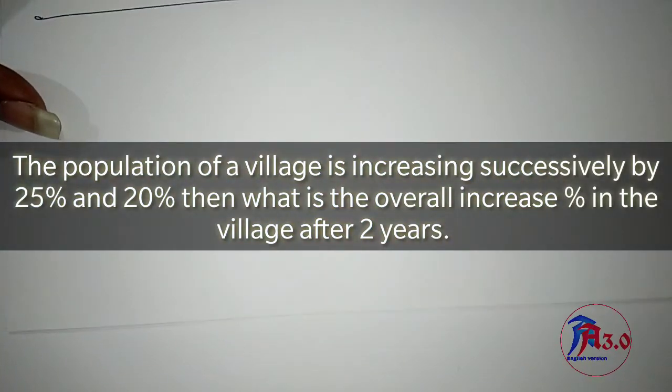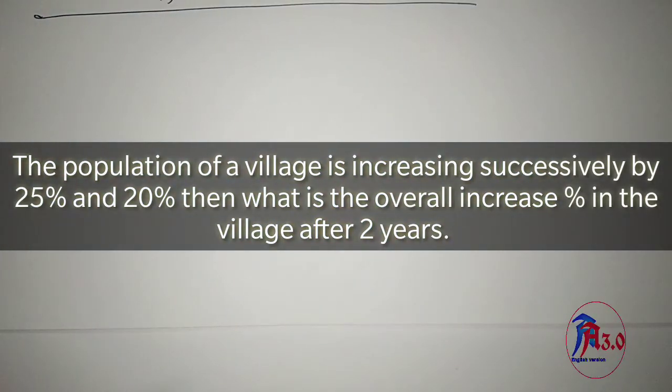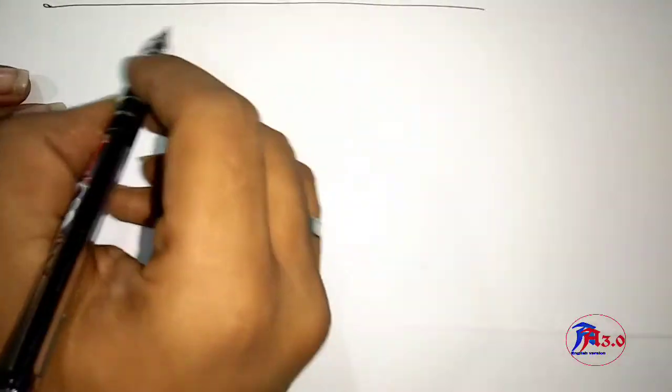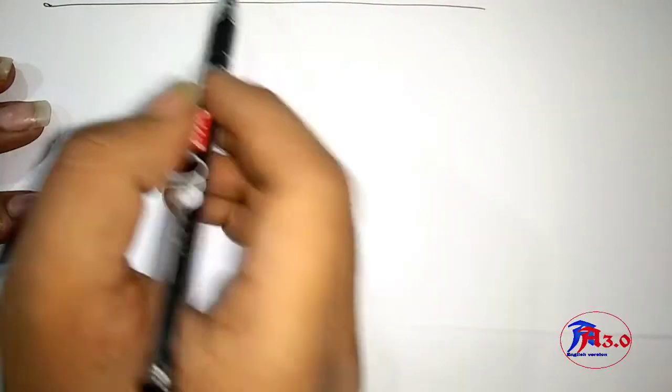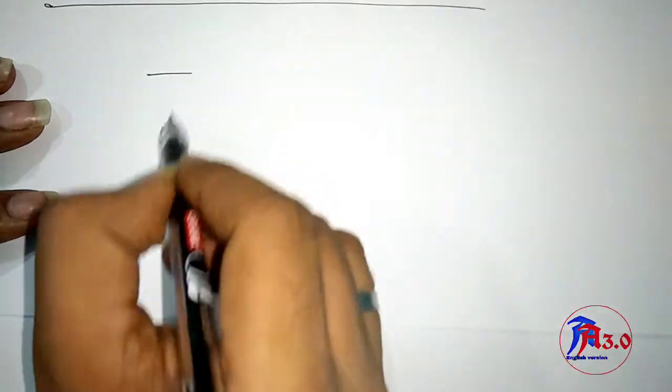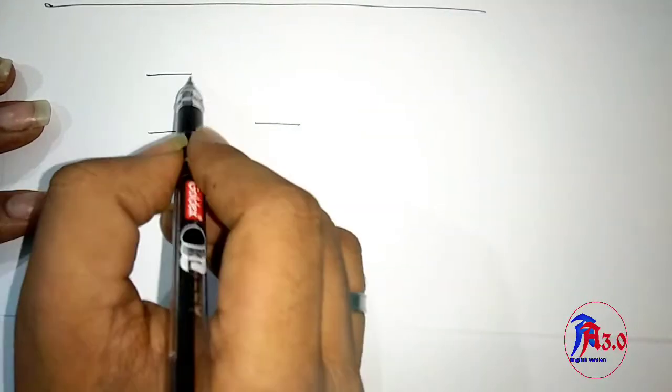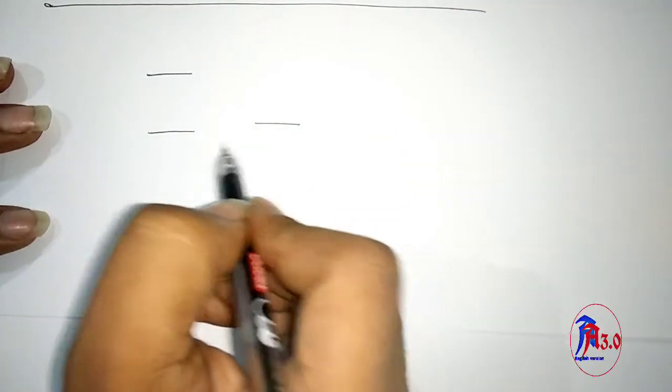The question is, the population of a village is increasing successively by 25 percentage and 20 percentage. Then what is the overall increase percentage in the village after 2 years? So here it is asked by increase. So I will directly try to solve this question taking one box for the first year and two boxes for the second year.